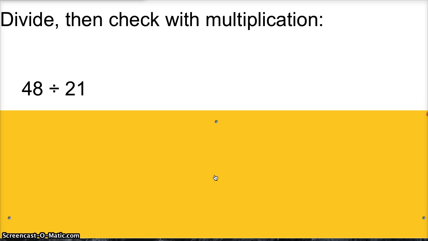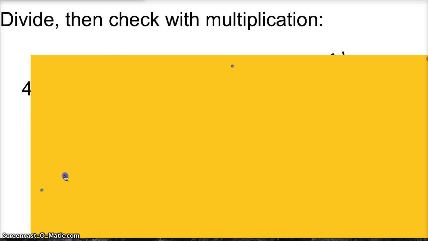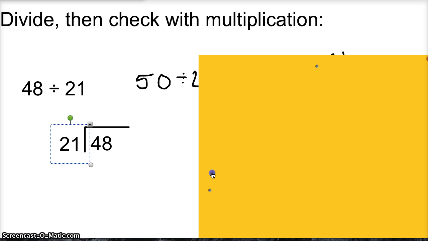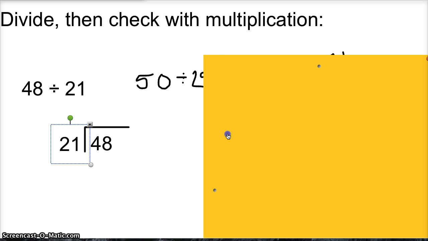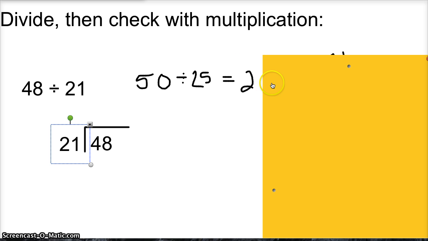Here's your next one, 48 divided by 21. Unpause the video when you are ready for your solution. Okay, here's what I did first. I had 48 and I rounded that up to 50 because that was the closest. But then I didn't want to round 21 to 20 because 20 doesn't go into 50 evenly. So instead I rounded it up a little bit to 25. So I thought to myself, I can do 50 divided by 25, and I'm thinking about quarters. That goes in 2 times.